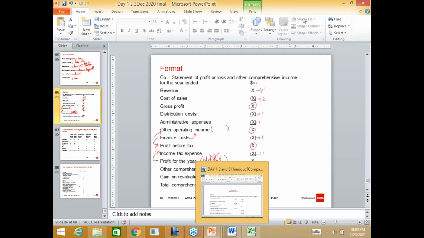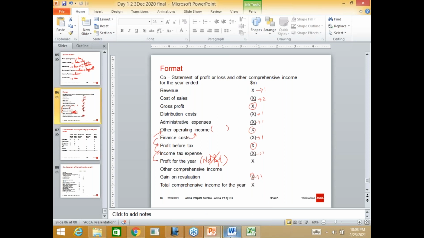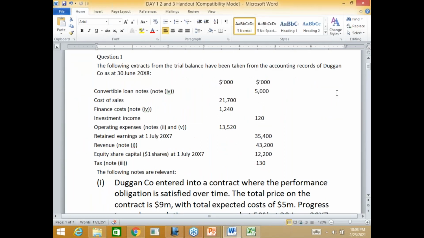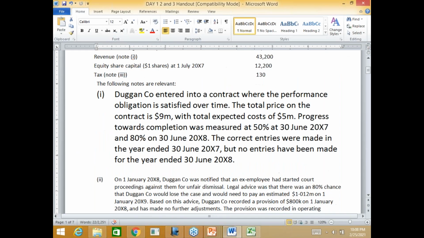So now your assignment is to solve all these 4 questions. The first one is Duggan. You can just type it on Google. These are the questions on the past papers. Duggan is your assignment, number 1.